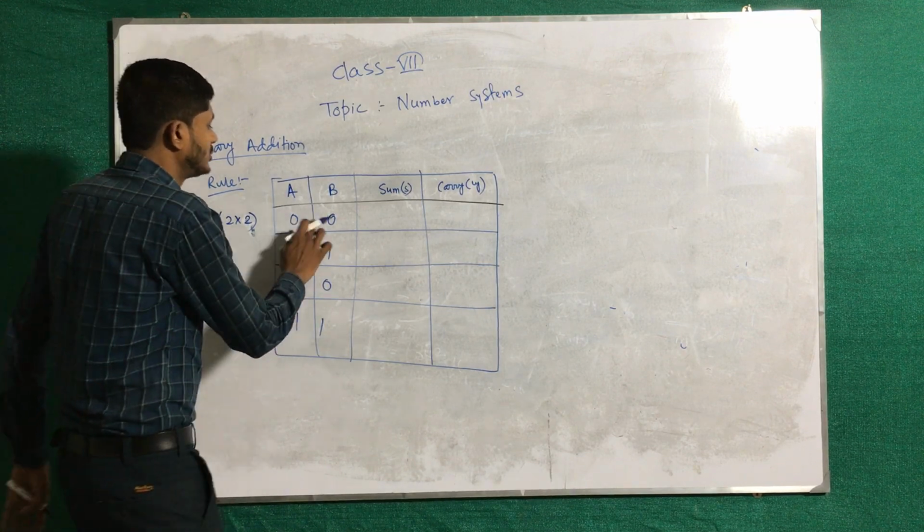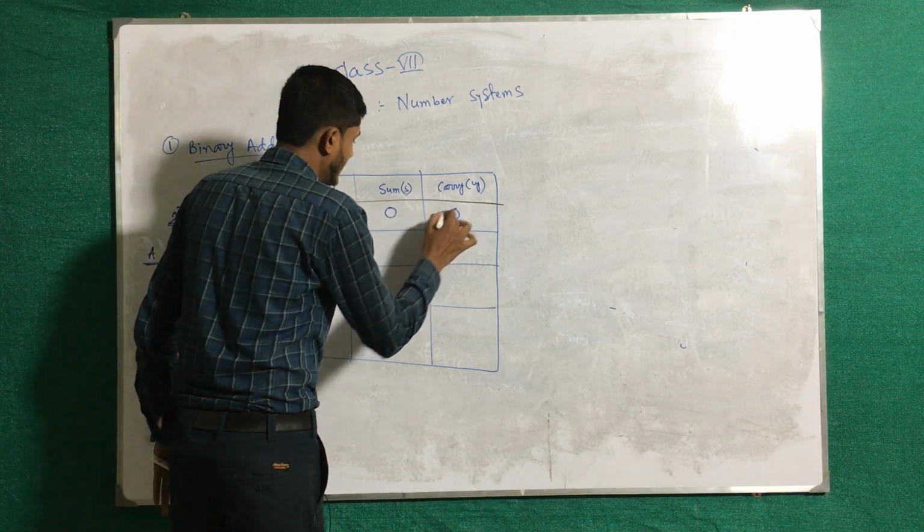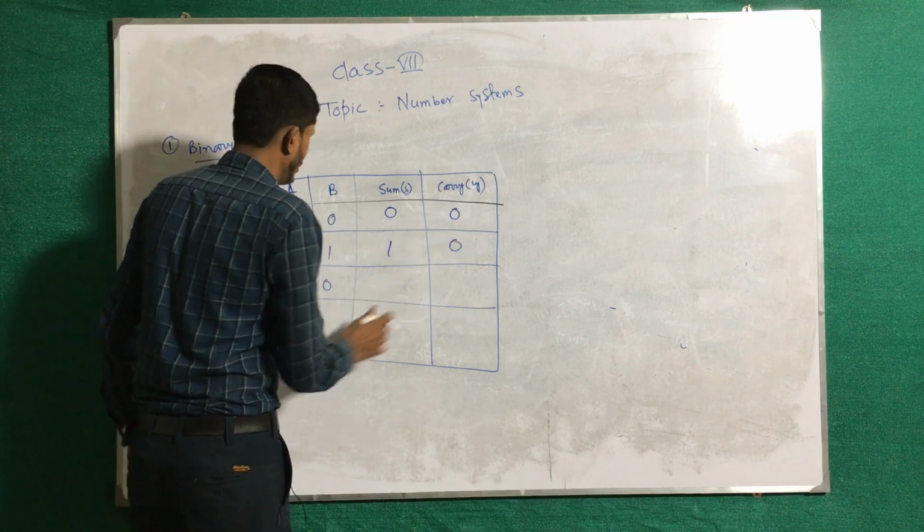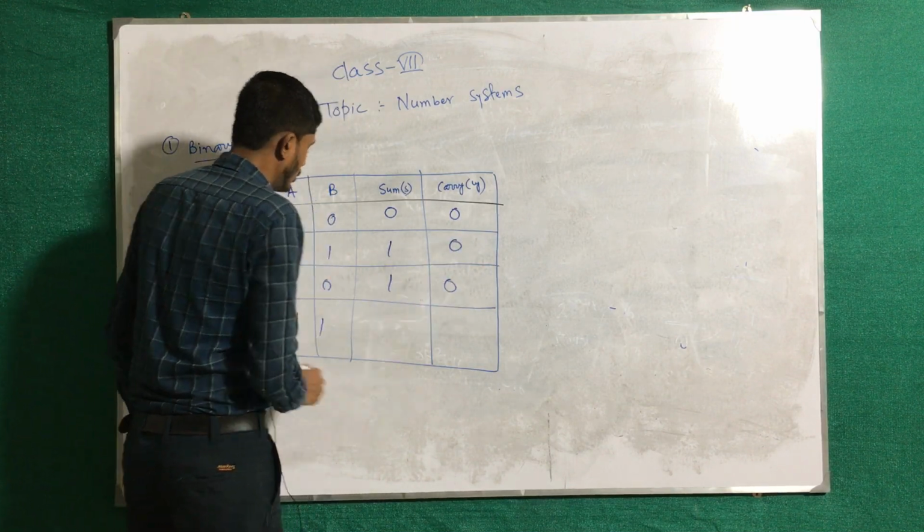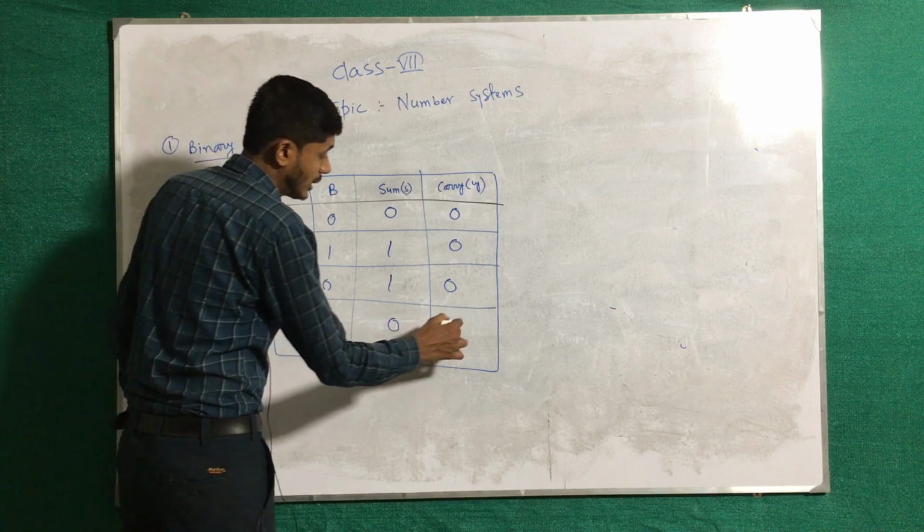So 0 plus 0 means sum 0, carry 0. 0 plus 1 is sum 1, carry 0. 1 plus 0 is sum 1, carry 0. 1 plus 1 is sum 0, carry 1.